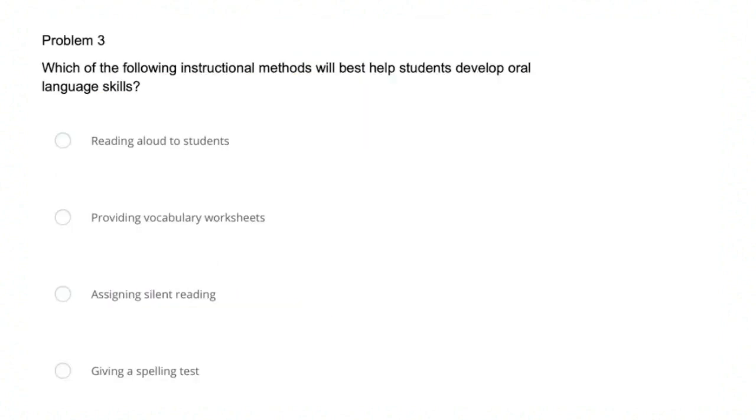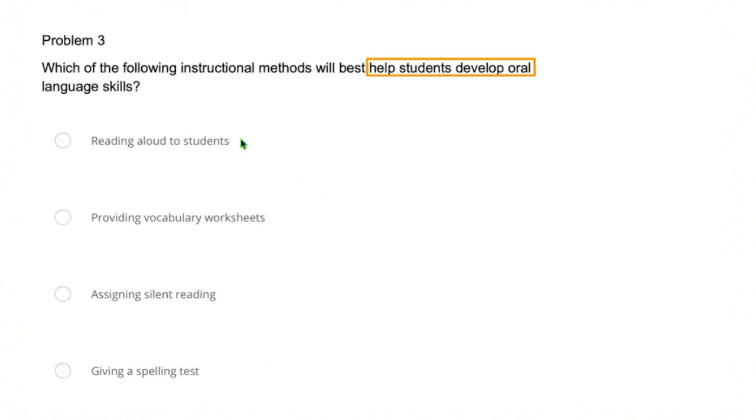And problem 3. Which of the following instructional methods will best help students develop oral language skills? Our keywords in this question are help students develop oral language skills. Since oral language skills refer to the ability to speak and listen effectively, we want our response to connect to that aspect of language skills. The first choice is reading aloud to students. Then we have providing vocabulary worksheets, assigning silent reading, and then giving a spelling test. Let's see which one best connects to developing oral language skills.